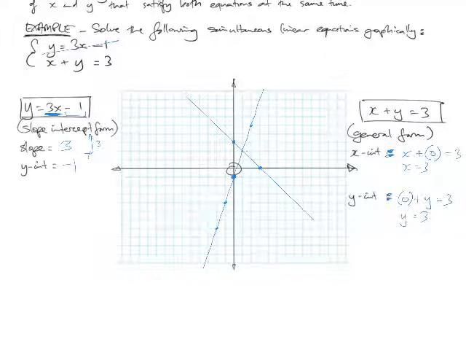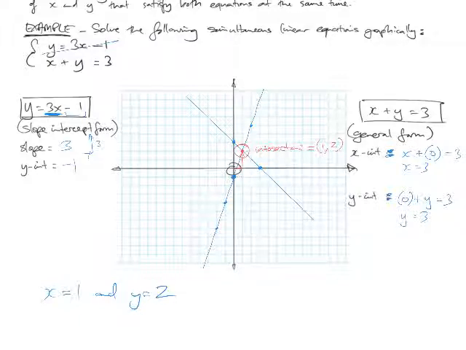So here you can see the intersection is at 1, 2, because it's gone 1 across in the x-axis and 2 up in the y-axis. So solve the following simultaneous linear equations graphically. X is equal to 1 and y is equal to 2.